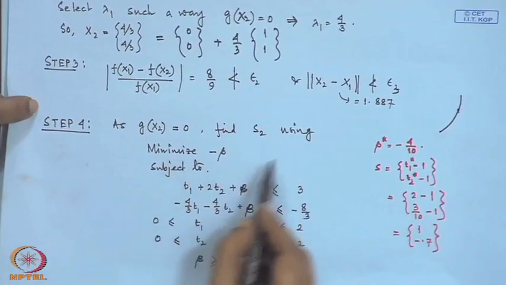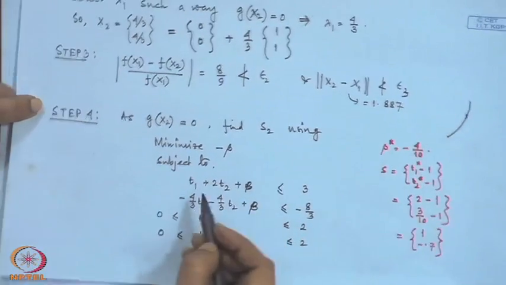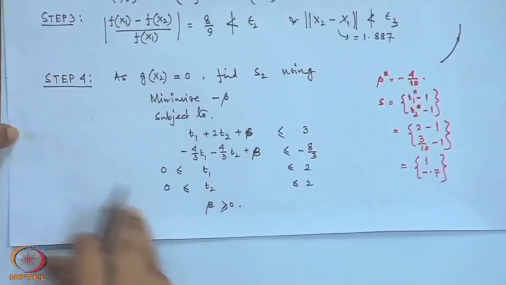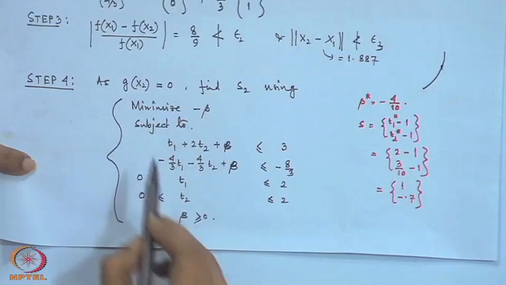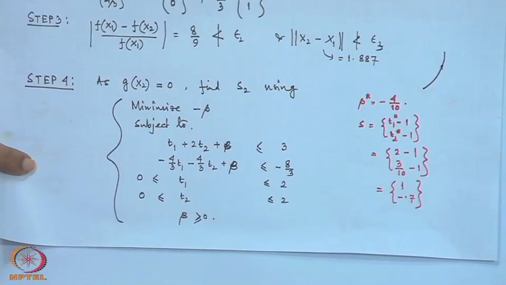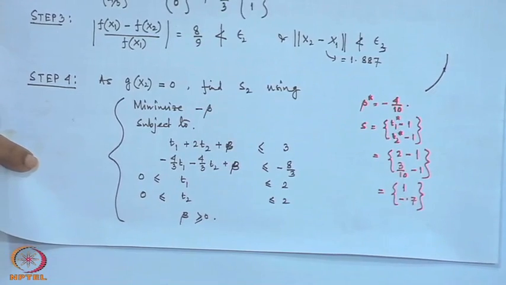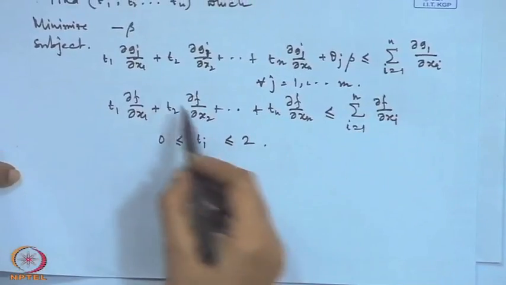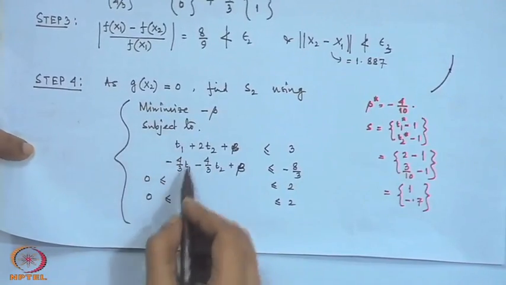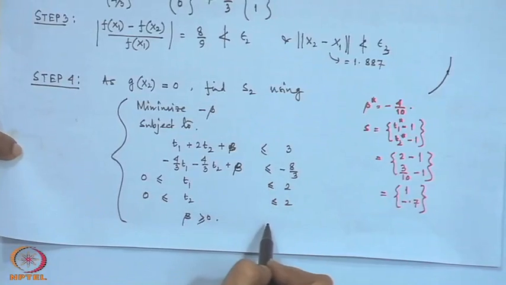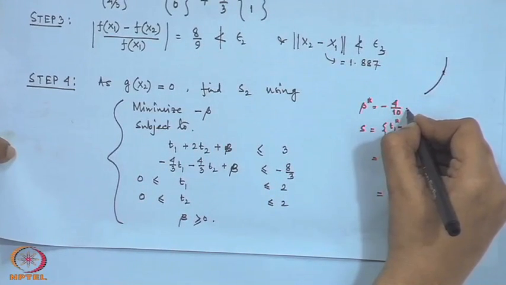That is why in the next case, I am selecting the usable direction with that linear programming problem, as I explained before, that is minimize minus beta subject to T1, T2. I just showed you this one, the whole linear programming problem I am writing again, and we are getting this linear programming problem, and we are getting beta star is equal to minus 4 by 10.